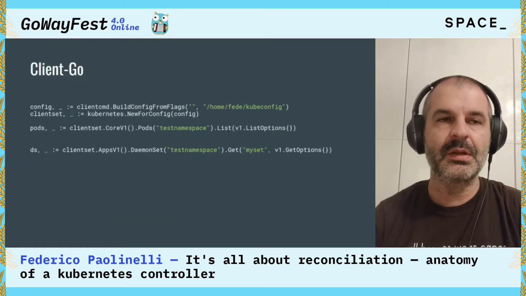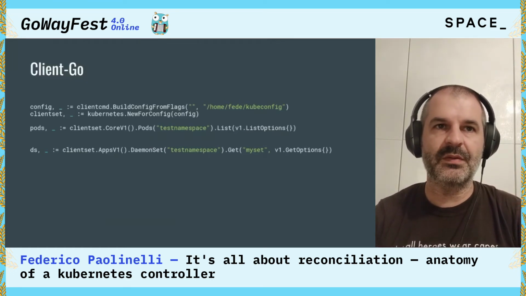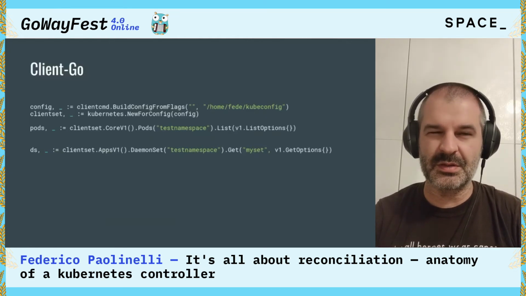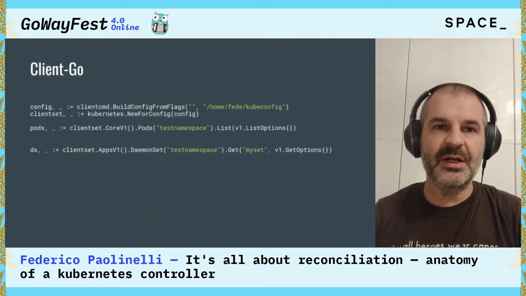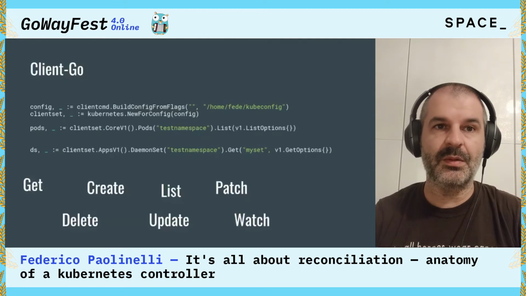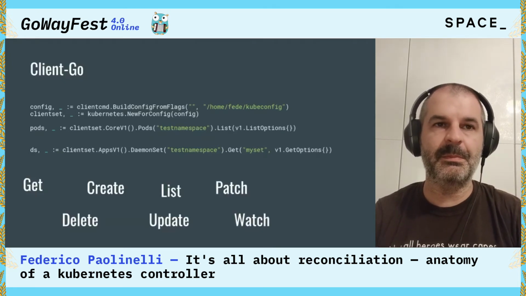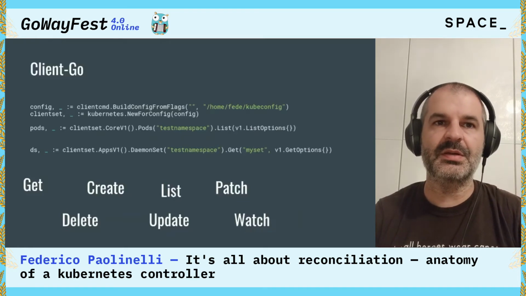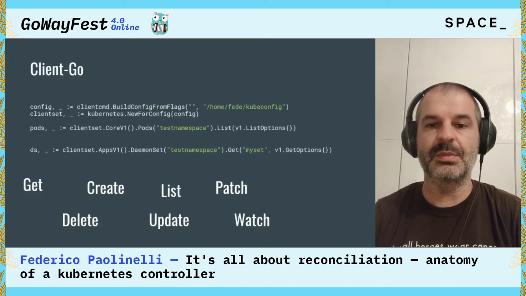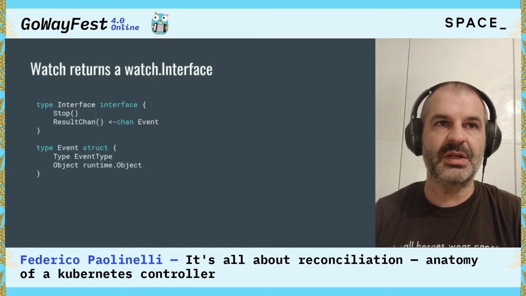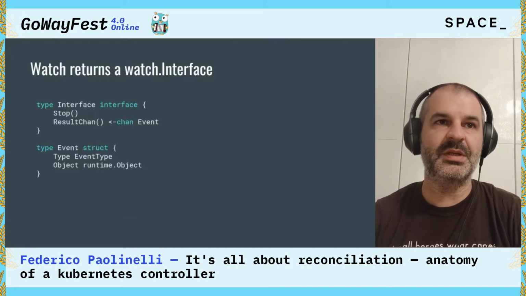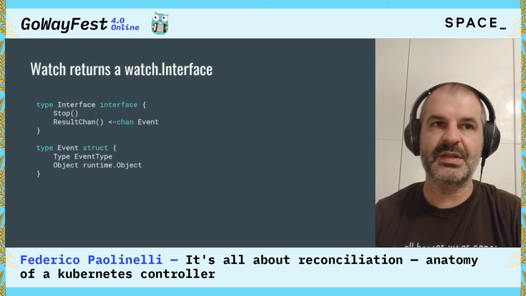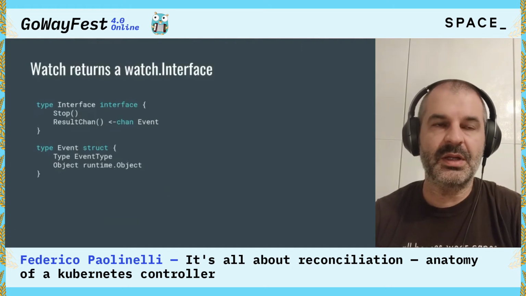Through the client set you get the API group, and then you get the specific resource you want. You can interact with collections via the list method, for example, or you can interact with the punctual resources using the name. The verbs, the actions, you can use what you would expect from a REST client, plus there is this watch method, which is particularly interesting because it's the one that allows us to be notified about events. Watch returns a watch.interface, which is pretty simple.